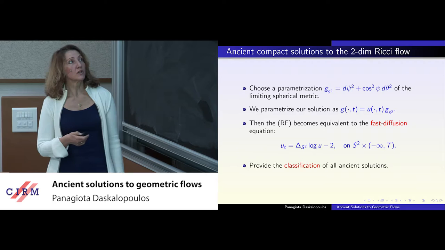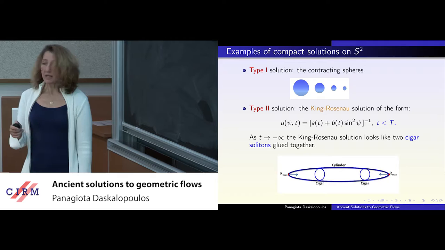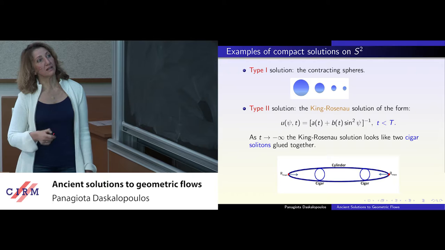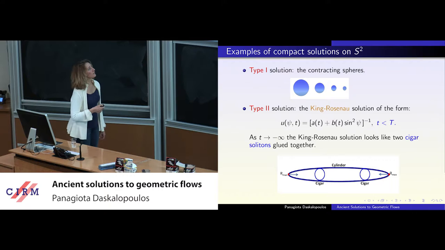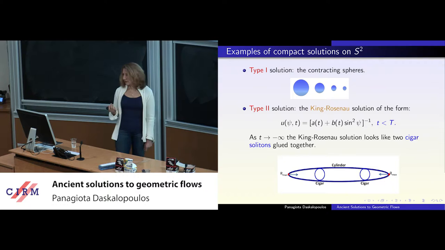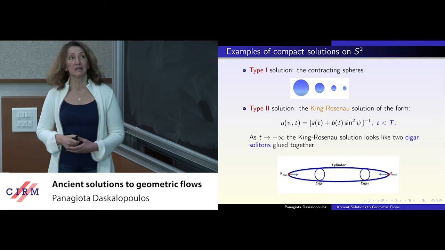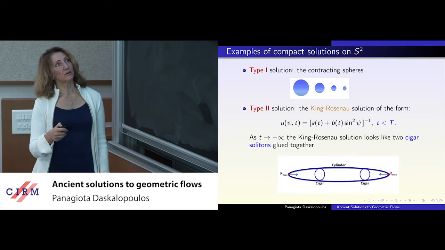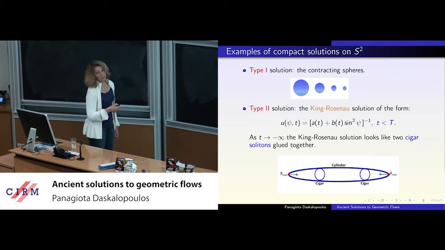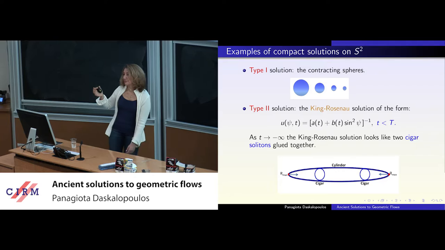Again, what are our explicit examples? Explicit examples are the contracting spheres, and again, a type 2 solution that looks like this. Again, the same story. This is a solution which was found long ago by applied math people who were looking at this fast diffusion equation on Rn, King first and Rosenau independently. In terms of a conformal factor written on S2, it's a rotationally symmetric solution, and it has this very simple form. If I had told you the form of the Angenent solution for the curve shortening flow, it would have been a very similar form.